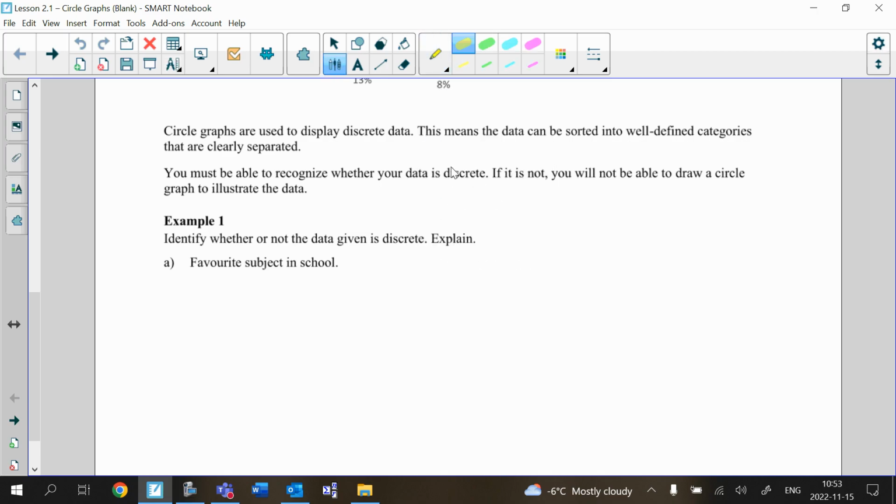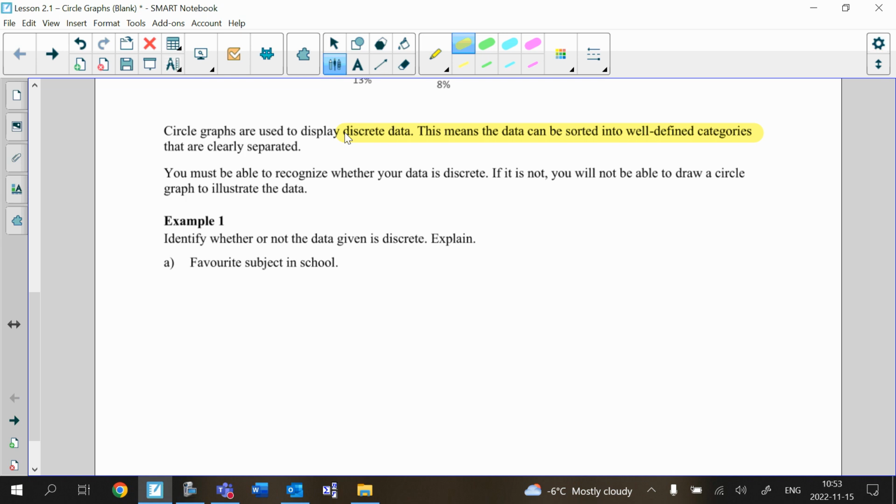So discrete data is data that can be sorted into well-defined categories. If you can't sort it into well-defined categories, it is not discrete data. It's another type of data that we'll talk about a little bit later on in this unit. And so in order to use a circle graph, the data has to be discrete, which means basically we can count it. We can separate it into categories, not too many categories.